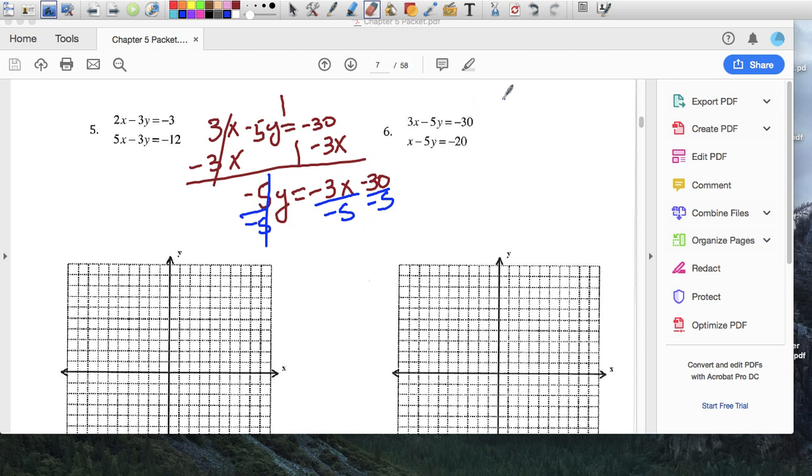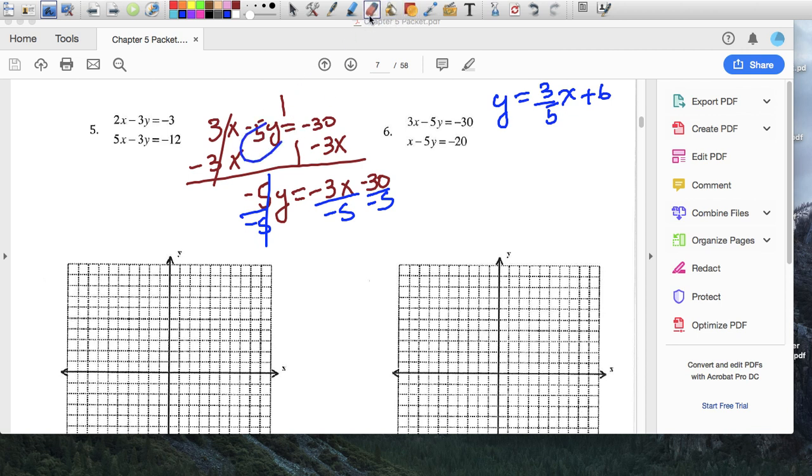So I'll write this over here so it becomes nice and clean. Negative 3 over negative 5 is going to be a positive 3 over 5. I can rewrite that as 3/5 x. And then negative 30 divided by negative 5 is going to be positive 6. Okay, so I did my first one.